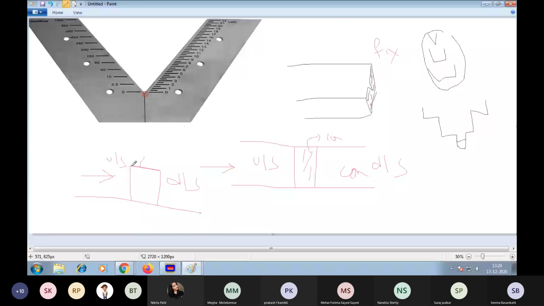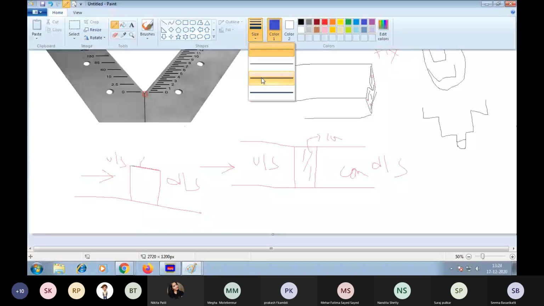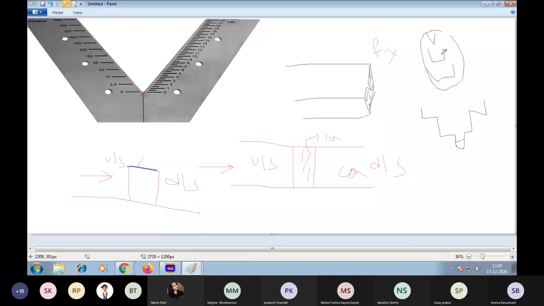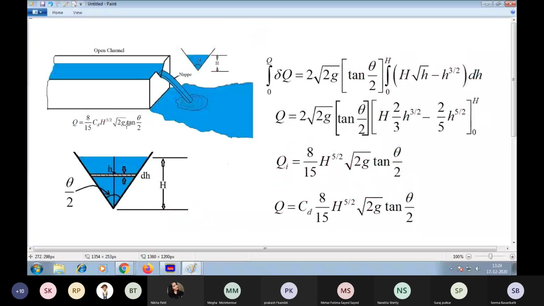This is what we discussed in yesterday's class, and we also derived the equation for a rectangular notch. In today's lecture, I am going to derive the equation for a triangular notch. Think that there is an open channel. In this open channel, I am going to fix a triangular notch or V notch, and check the discharge, that is the flow of water through this triangular notch.